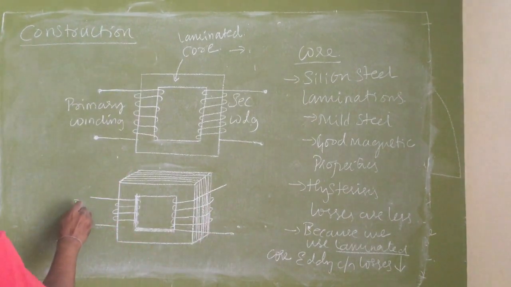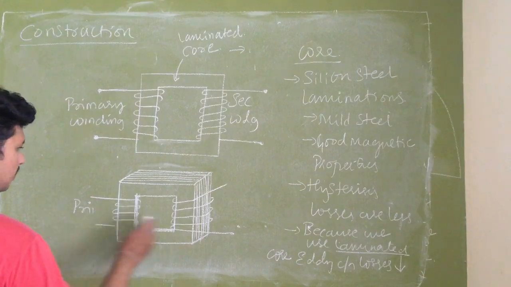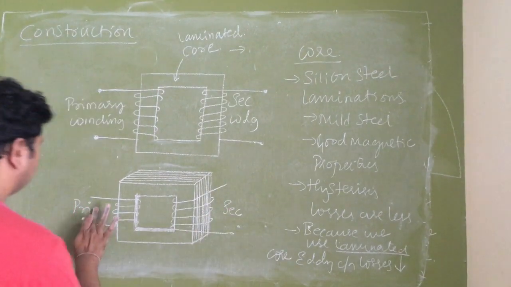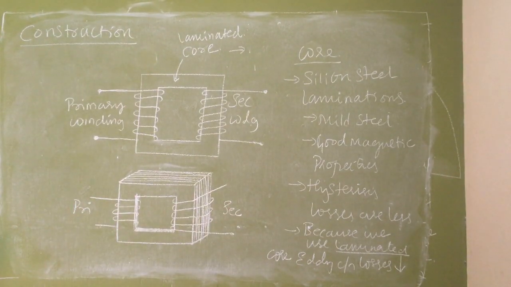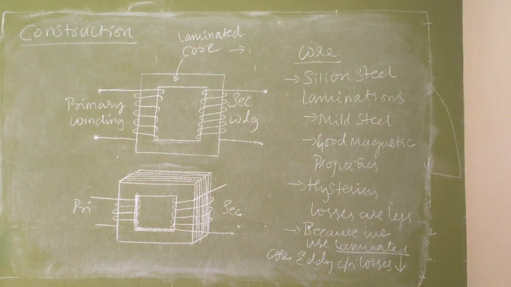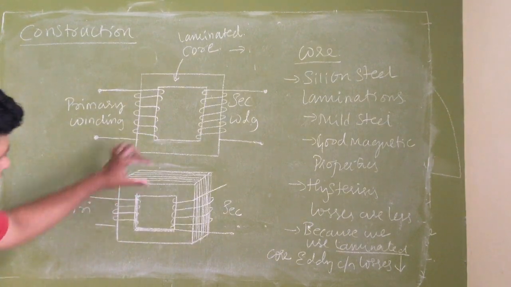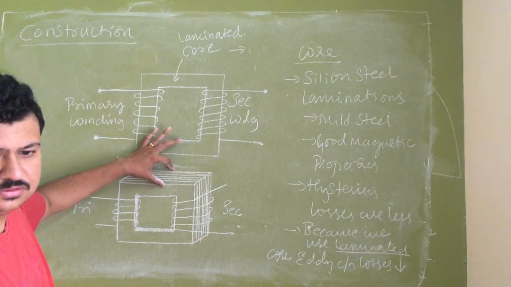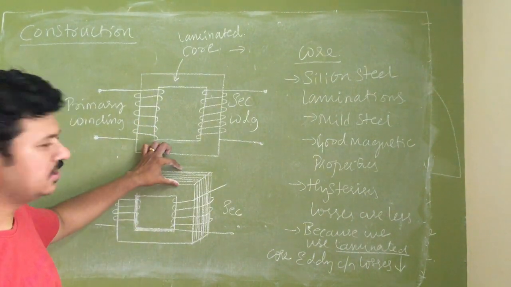this is primary and this is secondary. So I will be placing winding on this transformer core in this fashion. This is the thickness of the core. This is a three-dimensional figure. This is the thickness of the core.